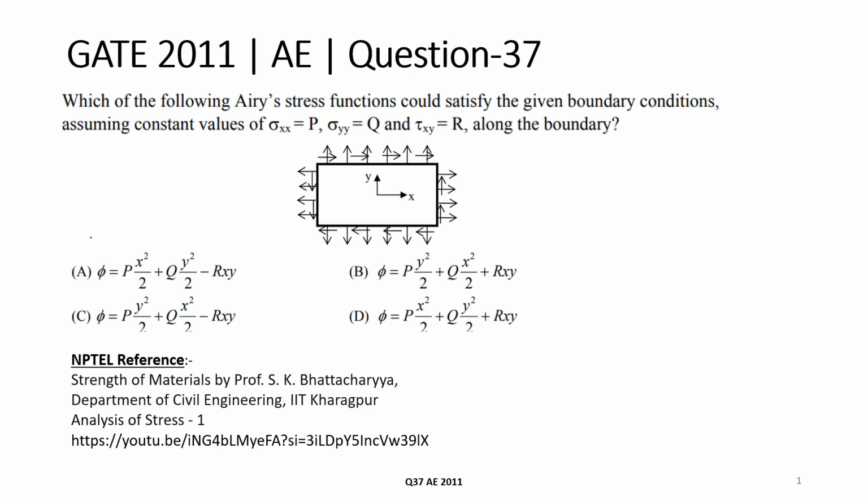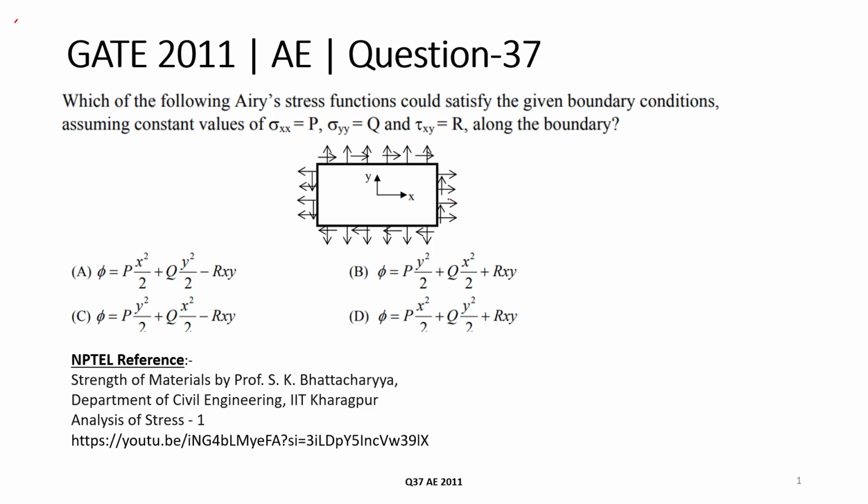Hi everyone, I will solve GATE 2011 Aerospace Engineering question number 37. Which of the following Airy stress functions could satisfy the given boundary condition, assuming constant value of sigma xx equal to p, sigma yy equal to q, and tau xy equal to r along the boundary.